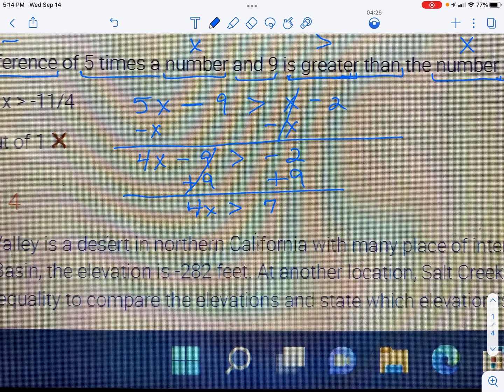I would have to undo the multiplication of 4 and x by dividing by 4. That will isolate x for me. And my final answer then should be x is greater than 7/4.